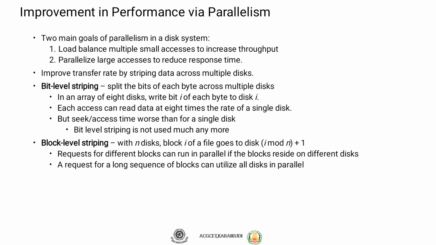Next one is block level striping. It stripes blocks across multiple disks. It treats the array of disks as a single large disk, and it gives blocks logical numbers. There are two main goals of parallelism in the disk system: load balance multiple small accesses, that is block accesses, so that the throughput of such accesses increases, and parallelize large accesses so that the response time of large accesses is reduced.